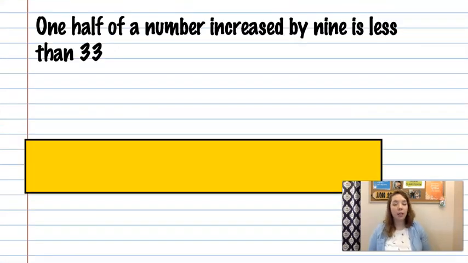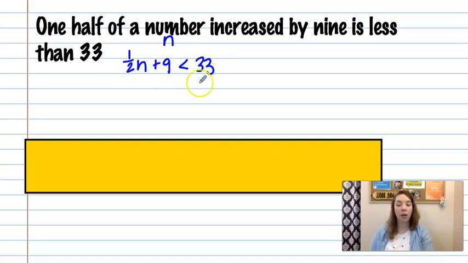We're going to also practice, I know last week we talked about writing these, we're going to continue practicing that. Here it says one half of a number increased by 9 is less than 33. So one half of a number, we're going to use n for number. So 1/2 n increased by 9 means we're going to add 9, is less than 33. So that's how we turn it into an inequality from our number sentence. So then from here, we just need to solve.